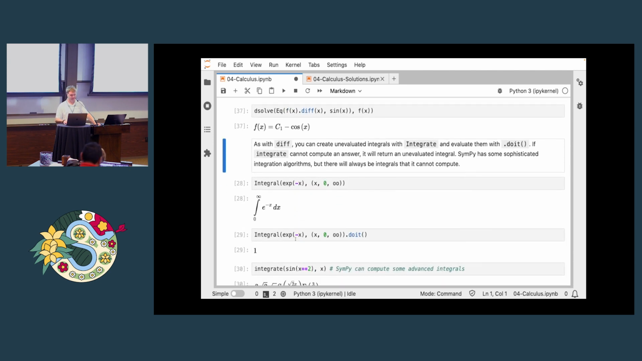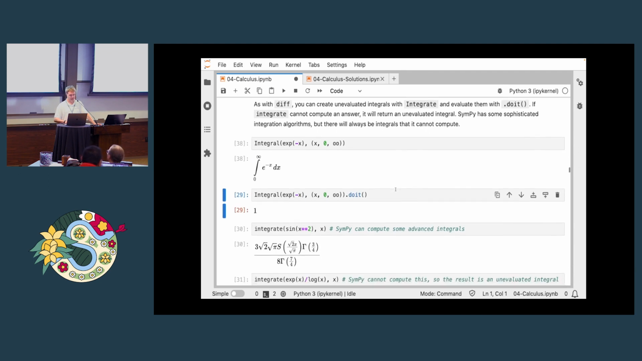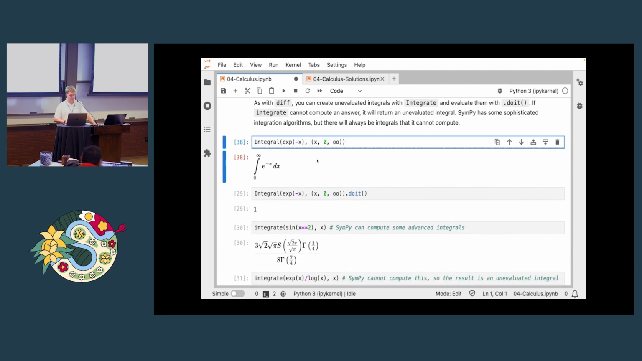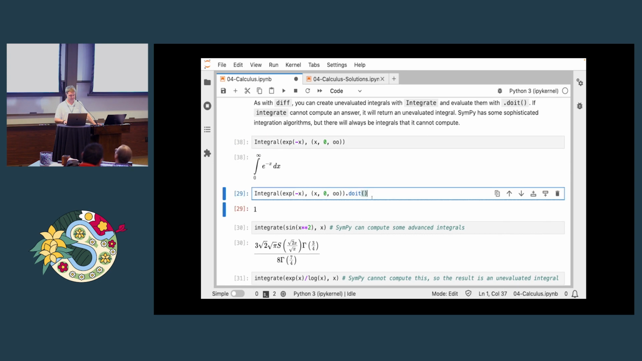But like with derivatives, you can do unevaluated integrals with capitalized Integral. And just as with derivatives, if you want to evaluate an unevaluated expression, you use this doit method.